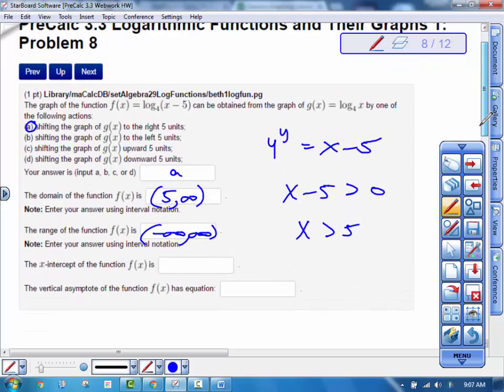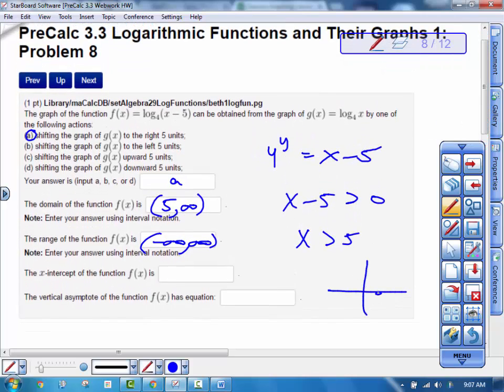And the x-intercepts occur where y is 0, so plug in 0 for y right here. You get 4 to the 0th is 1. So you're solving for x, so add 5, you get x equals 6. So the x-intercept is at 6. I think it wants it at 6, not an ordered pair, but if not, try the ordered pair, obviously, where you plug in 6 comma 0.